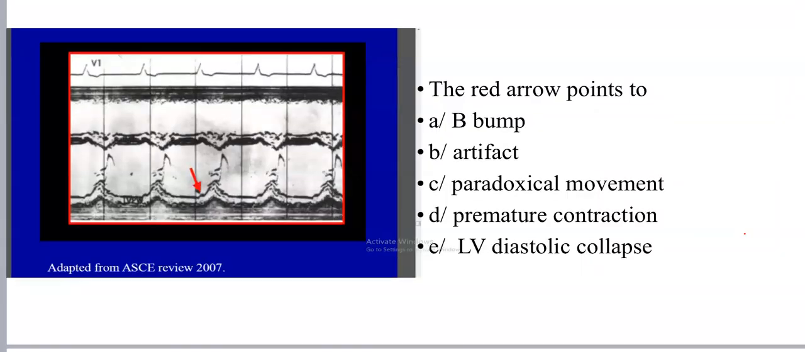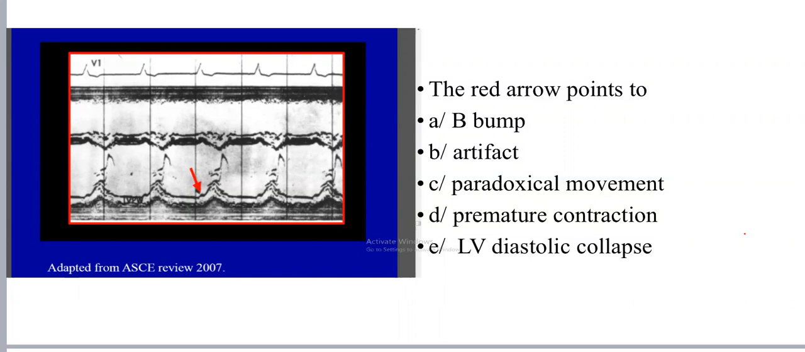Okay, we'll skip these two. Now, this is a bit tough, and I guess needs a bit of intelligent guess. The red arrow points to: B bump, artifact, paradoxical movement, premature contraction, LV diastolic collapse.